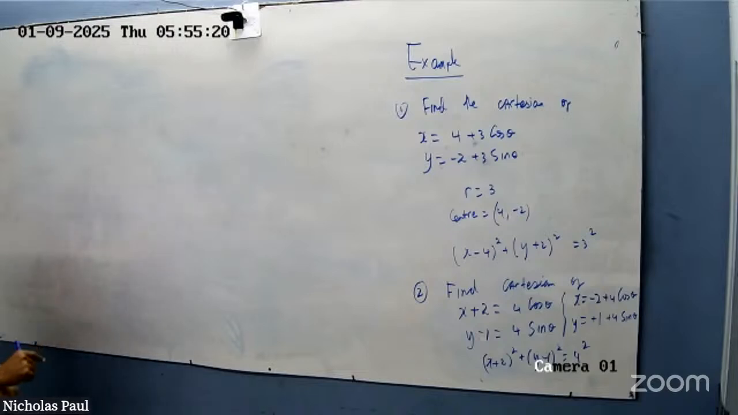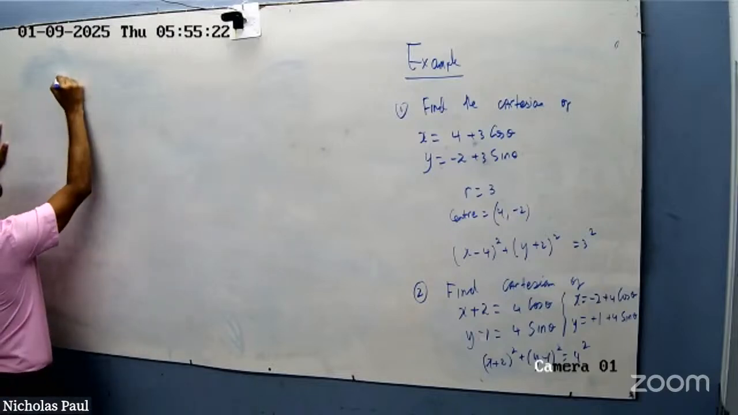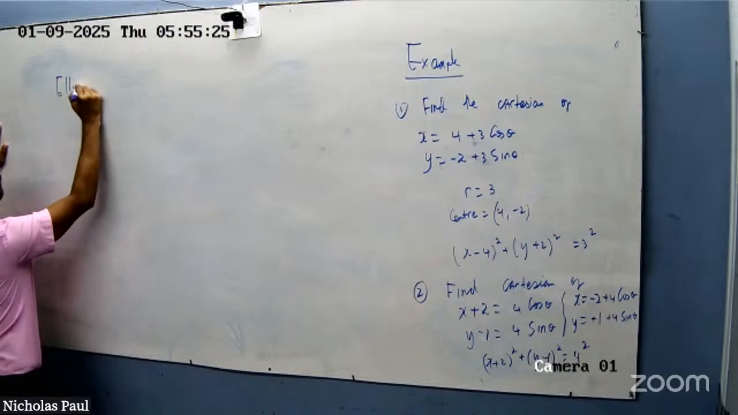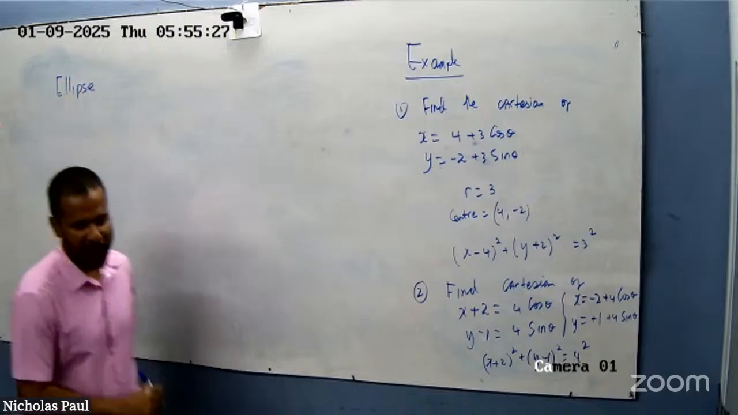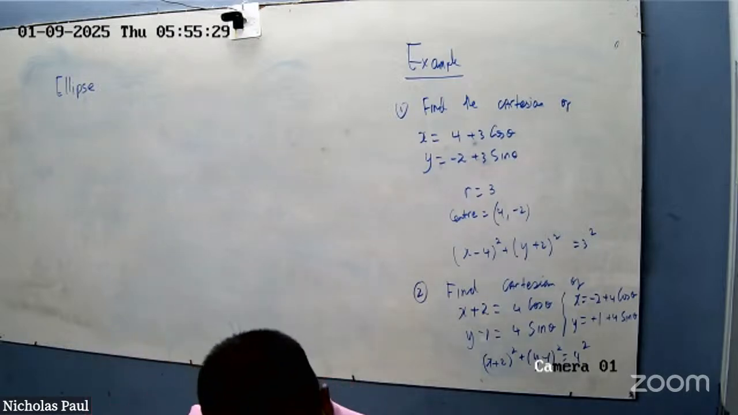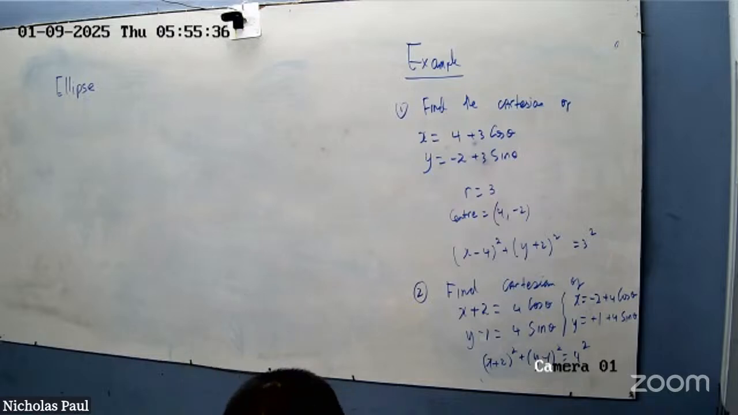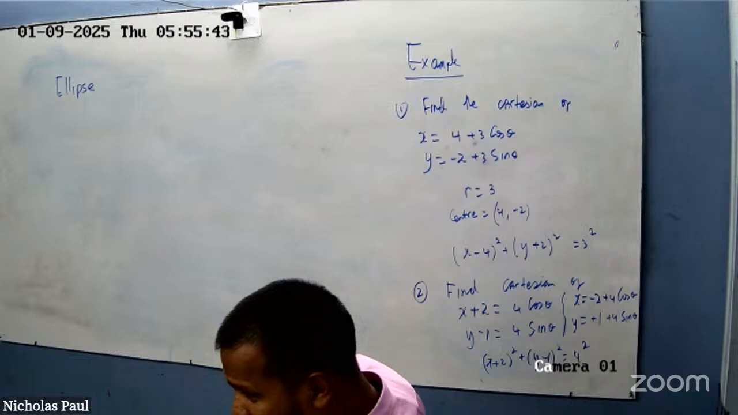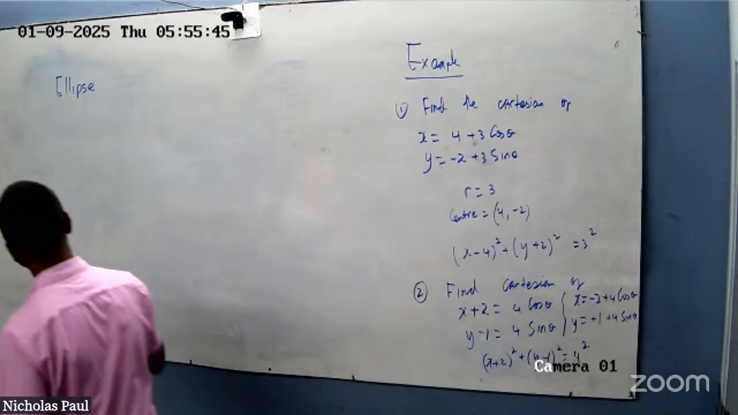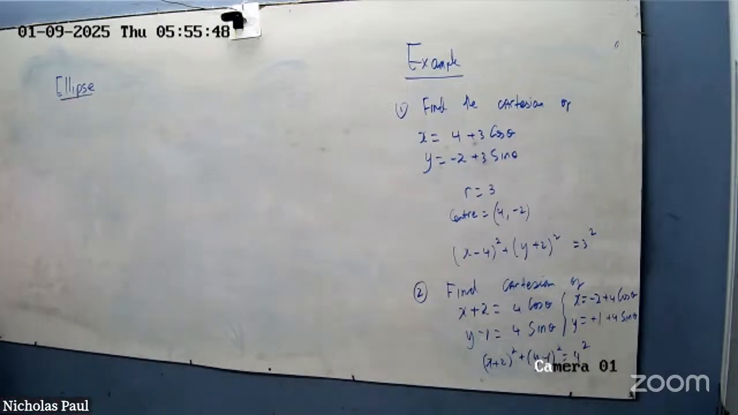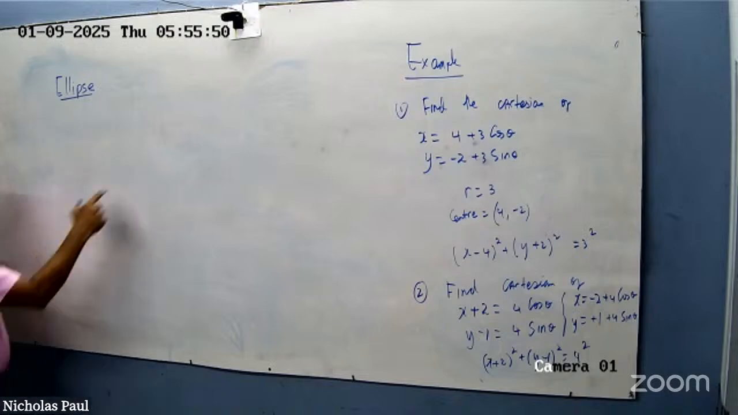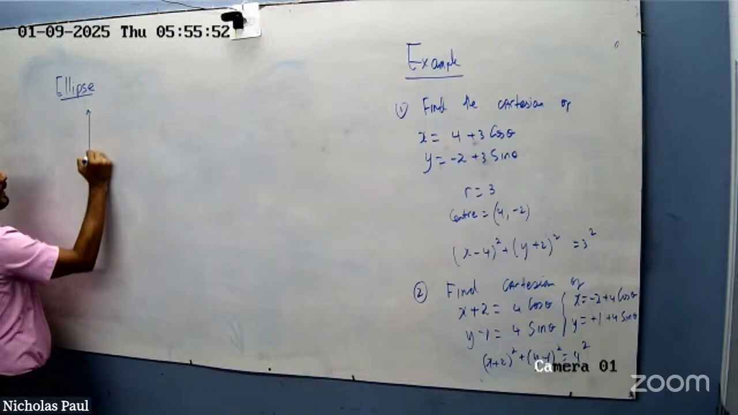I'll give you Lucas land. Let us spell that wrong. That's clear enough. All right, so let's take a look at an ellipse.